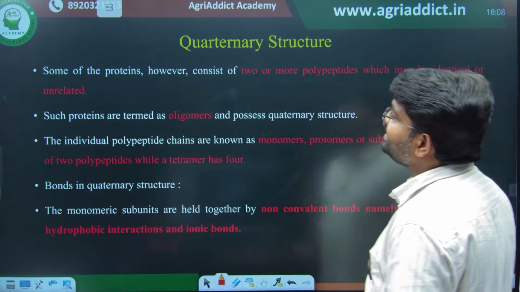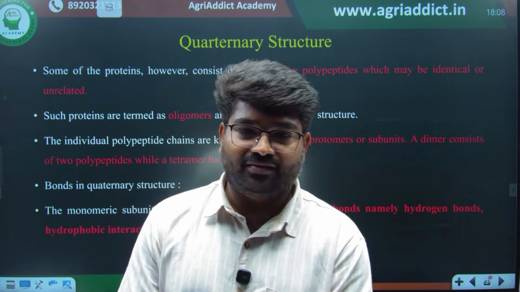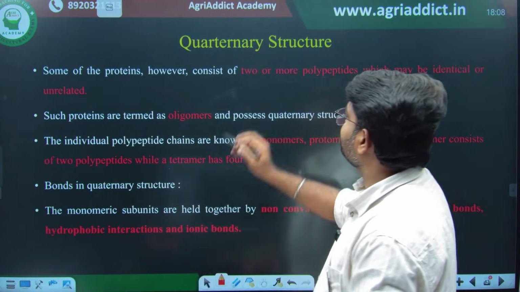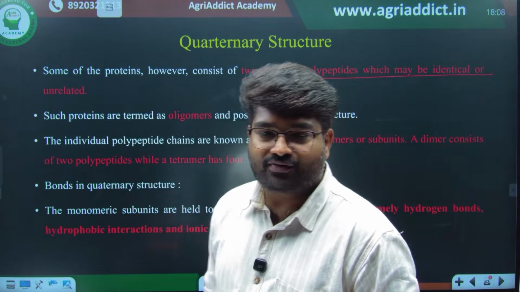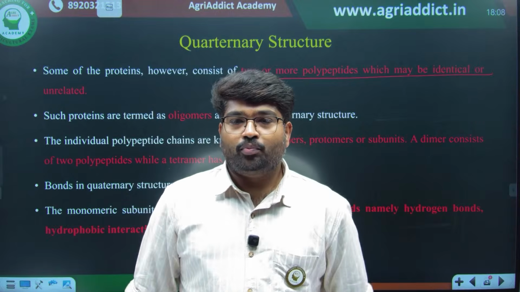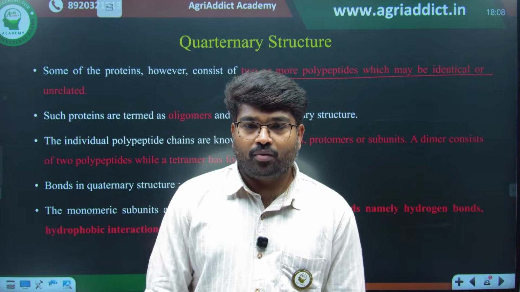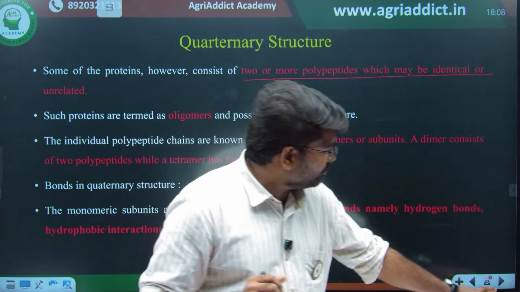Okay, and last we are going to see about quaternary structure. This is also we have discussed. Quaternary structure means two or more polypeptides can be joined together to form the proteins. Two or more polypeptides can be joined to form the protein. I hope this is clear for everyone.